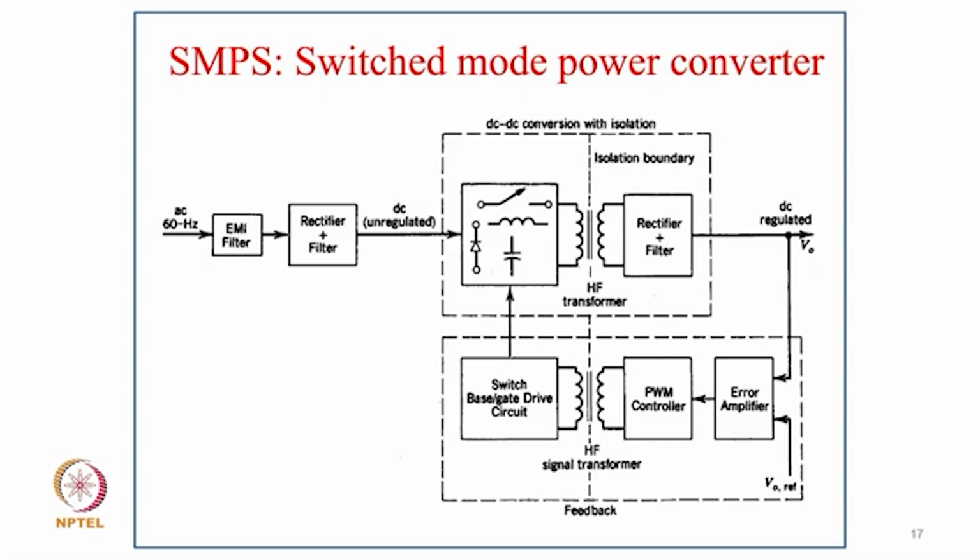So the basic circuit concept of the switch mode power converter, or switch mode power supply, is as follows. We have a 50 or 60 Hz supply with an EMI filter, then a rectifier and filter, then unregulated DC, which we give to the DC to DC converter with isolation. Here we convert this unregulated DC to high frequency AC with the converter, and then we have a high frequency transformer. On the secondary, we have a rectifier plus filter, and the regulated DC output voltage we give back for feedback.